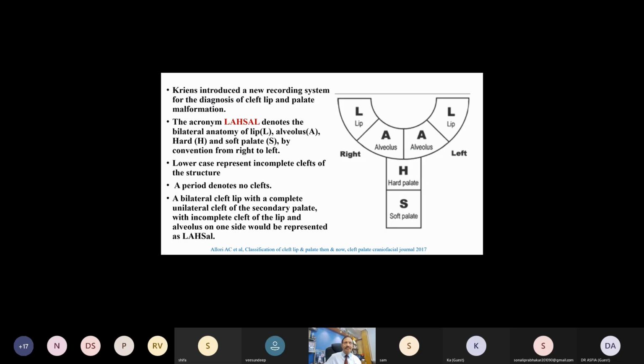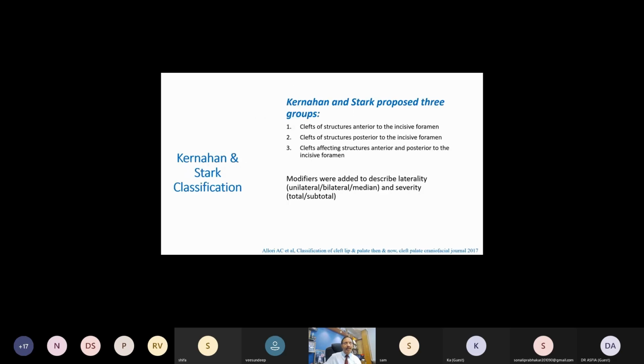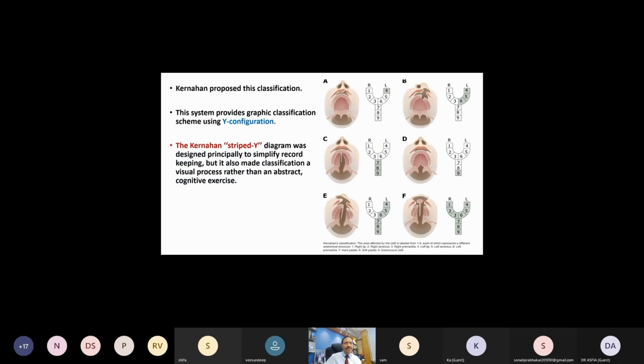Then Kernahan and Stark's classification proposed 3 different groups. I'm not going into the details of this. And this is in a Y configuration, and the completeness and incompleteness of the cleft can be marked here on either side.